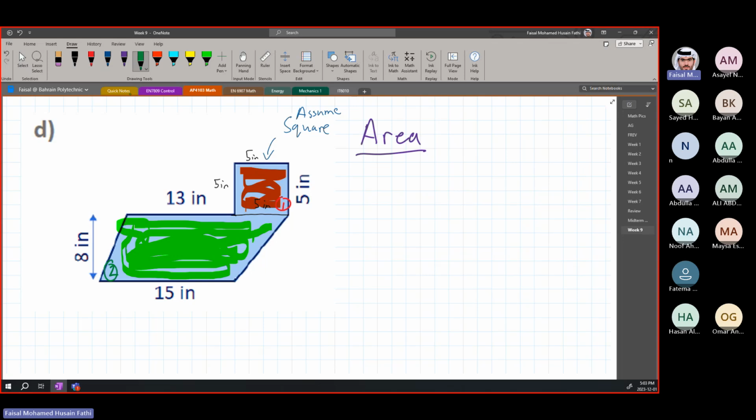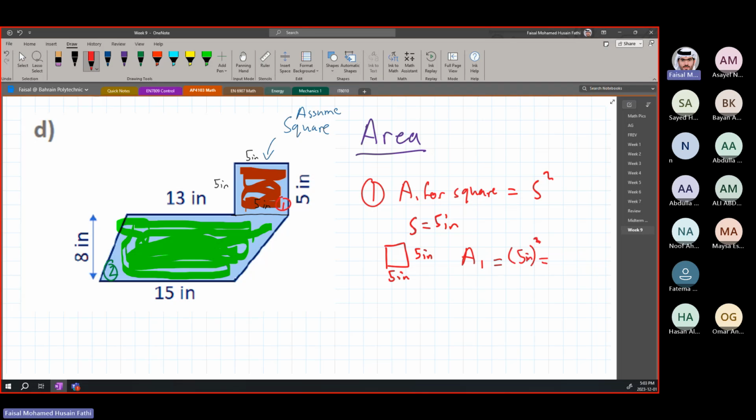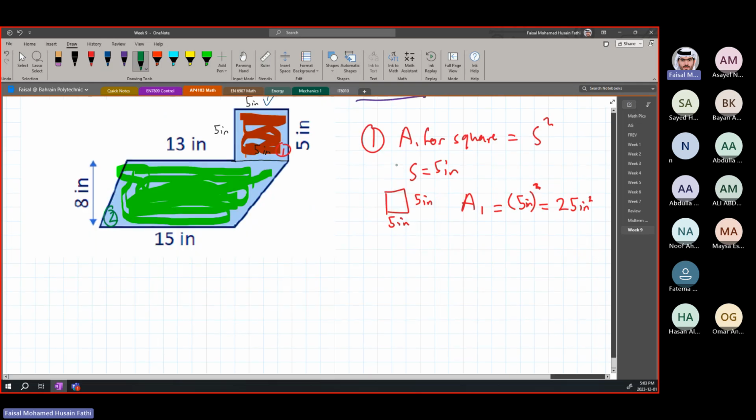Because we assumed it's a square, we already know that area 1 is going to be a square. The area for a square is basically equal to side squared. The side is equal to 5 inches, because it's 5 inches each side. So area 1 is equal to 5 squared, 5 inches squared, which is equal to 25 inches squared. Okay, moving on to area 2.